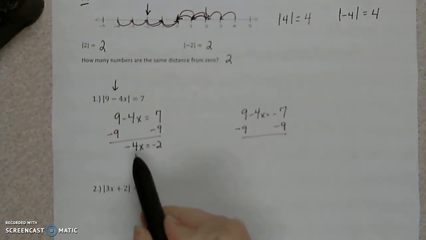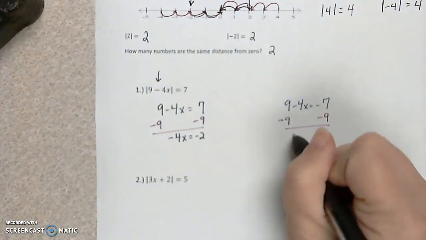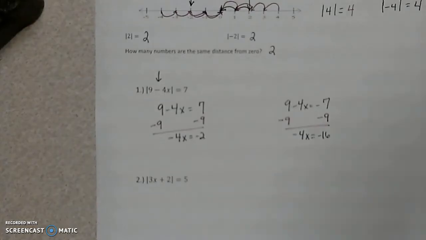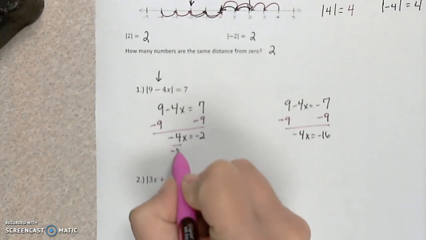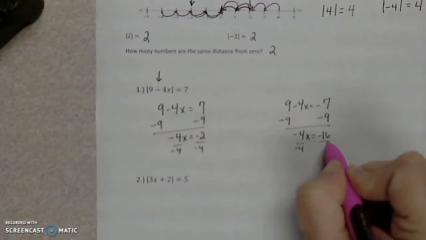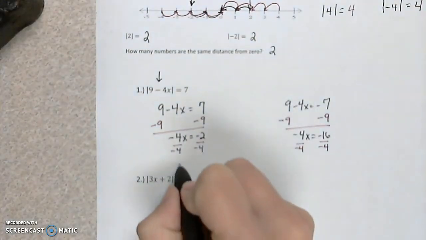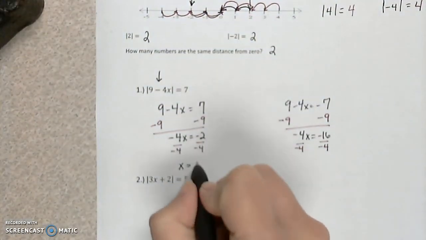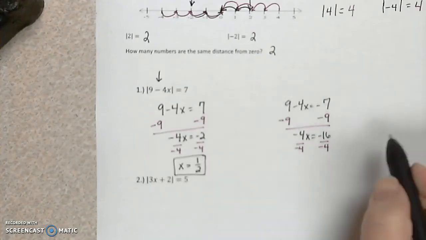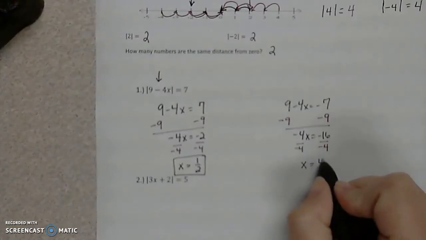So I'll have negative 4x equals negative 2 on the first one, and for the second one, I'll have negative 4x equals negative 16. Then I'm left to divide by negative 4 on both of them, so I'm going to do that at the same time. Then I'll have x equals negative 2 divided by negative 4, which is positive 1/2, and then negative 16 divided by negative 4 is a positive 4.